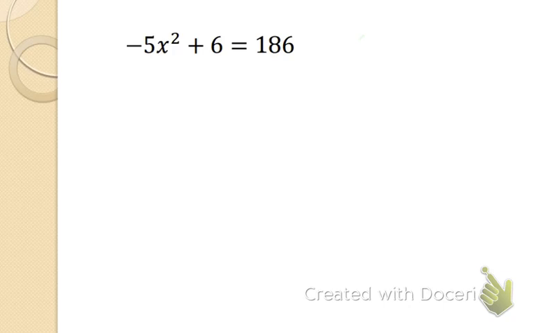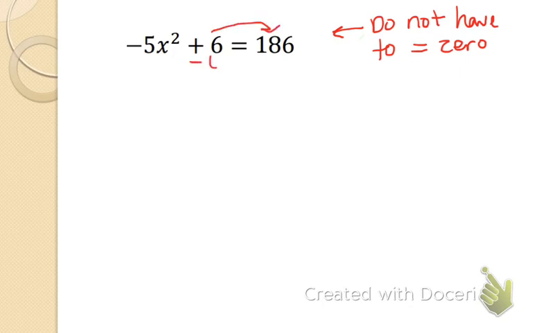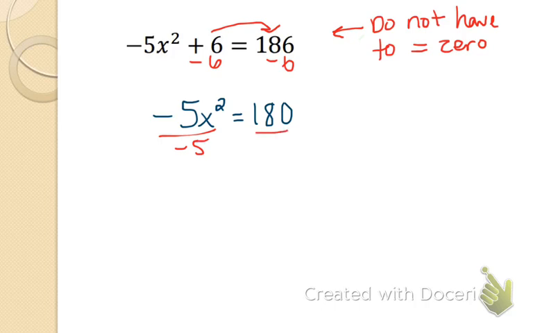Now, what's unique about solving quadratic equations with the square root method is that they do not have to equal 0. Because what we're trying to do is move everything away from x. We're trying to isolate it. So that's what we're going to do. We're going to move the 6 over by subtracting. Then we're going to divide by 5.